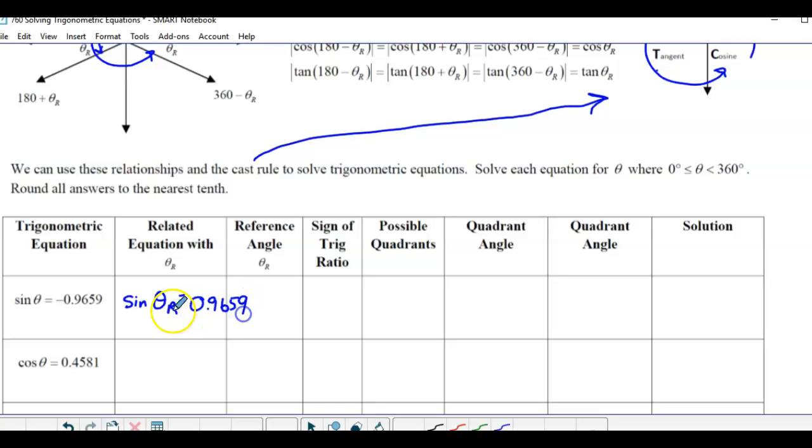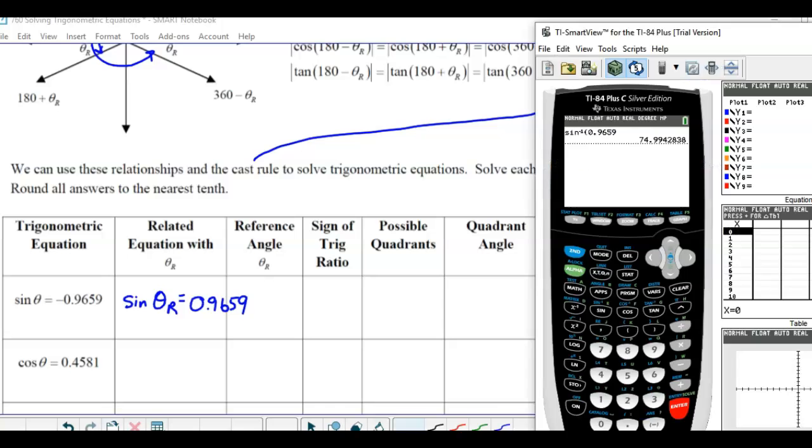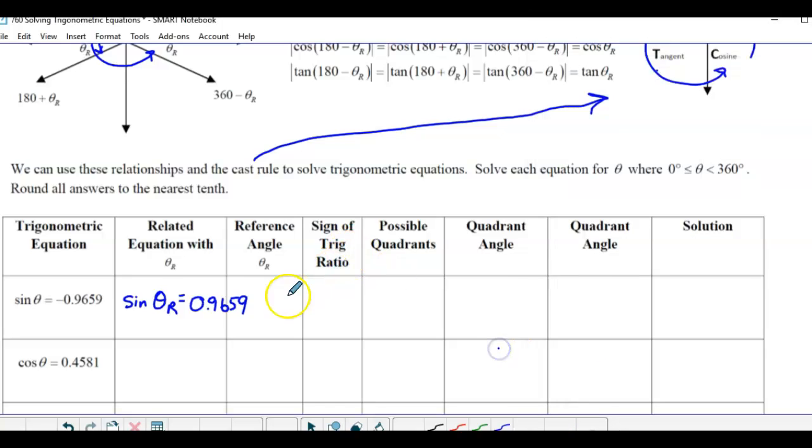So in order to get the reference angle of any angle, your ratio has to be positive, right? Because that will give you an angle less than 90. So then what's your reference angle? So here you want to go second sine inverse of positive 0.9659. Okay, and it says nearest tenth, but this actually, nearest tenth goes to 75.0. We'll keep it as 75.